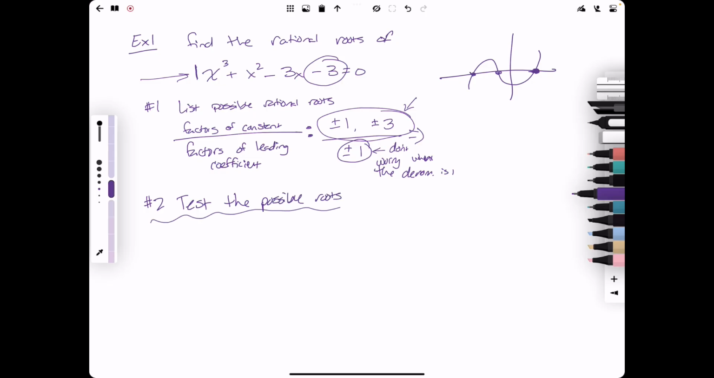A little bit of a pain in the rear end test, because you've got 4 different numbers to test. You've got a +1, a -1, a +3, and a -3. Test the possible roots.